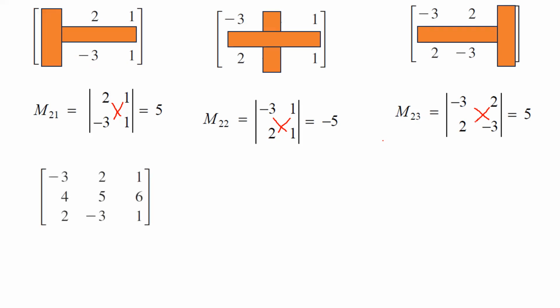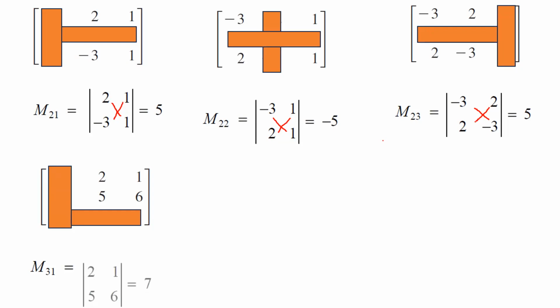Now we're going to move on to the next minor for the third row and first column. So you're deleting the third row and the first column. You have a 2x2 matrix, and you're finding the determinant of this 2x2 matrix. 2 times 6 minus 1 times 5, which is 7.